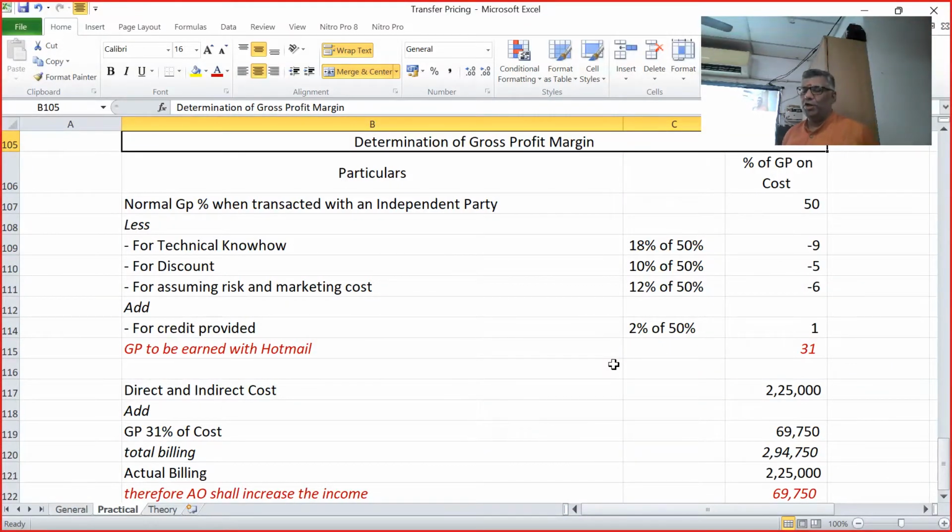Yeah, I got your understanding. Credit one, add it back. Raja, the front line of the question says GP on cost is 50%. Wherever they are given 50%, it is on cost. It is not on sales. So don't do like the last question.